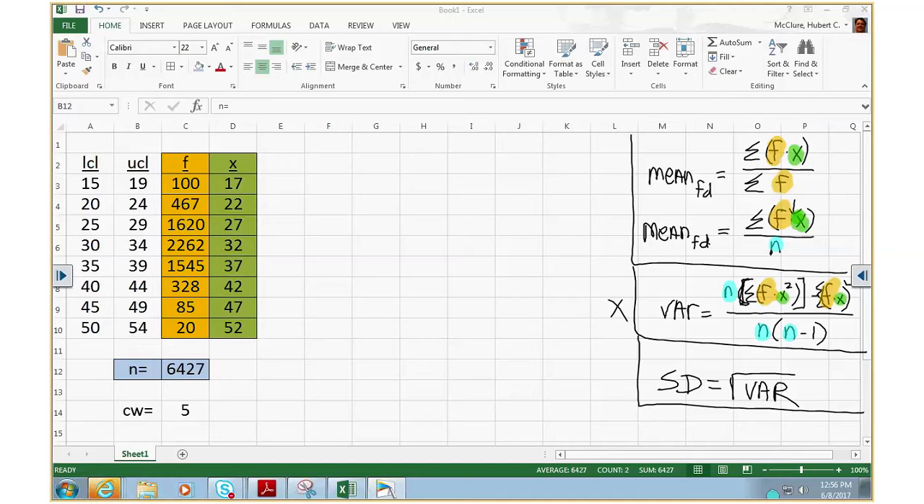So, I'm going to go over here, and I'm going to make a column right here called F times X. Why? Because your formulas need F times what? X. Yep.